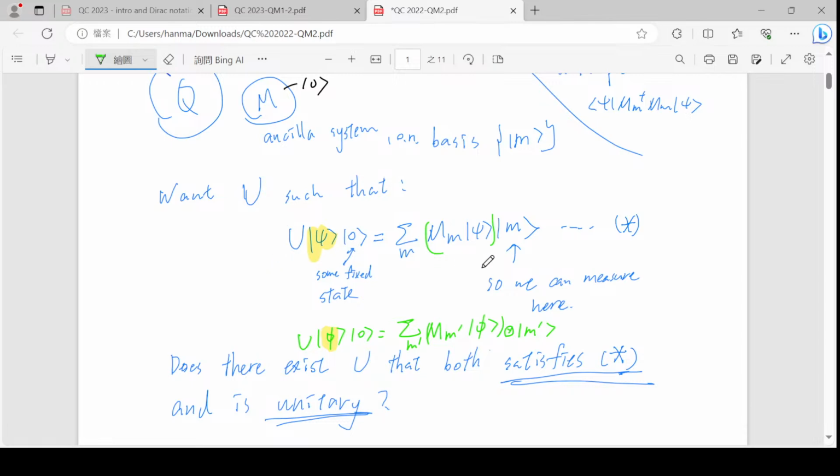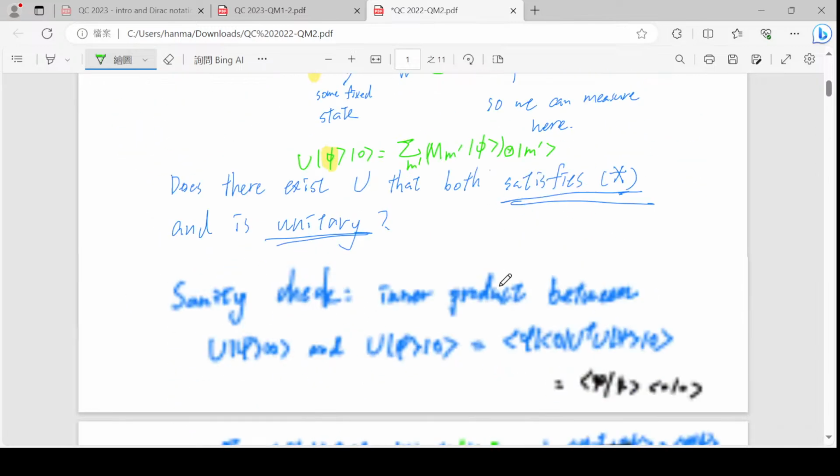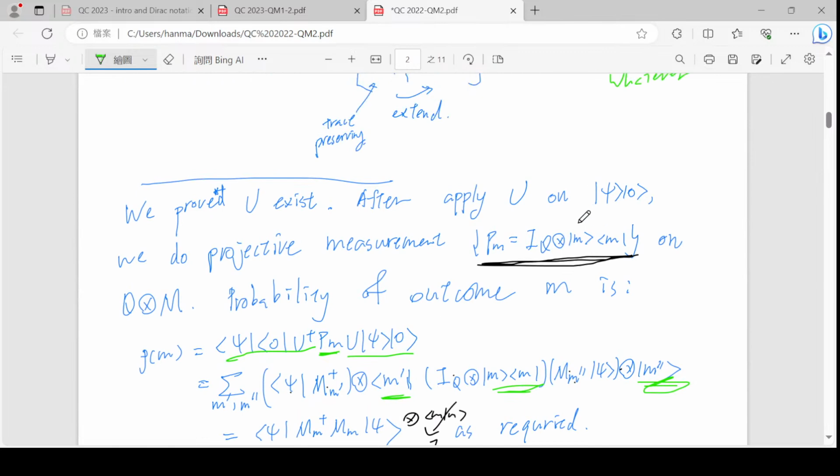And finally, back to doing our measurement. So our U will do this thing, and let's see what happens when we measure the second register with a projective measurement. On the second register, you do a projective measurement corresponding to the measurement operator being this M tensor M, and you do nothing on the first register. So the measurement operator on the whole space should be identity on Q tensor this projector on M. And so the probability of outcome M.